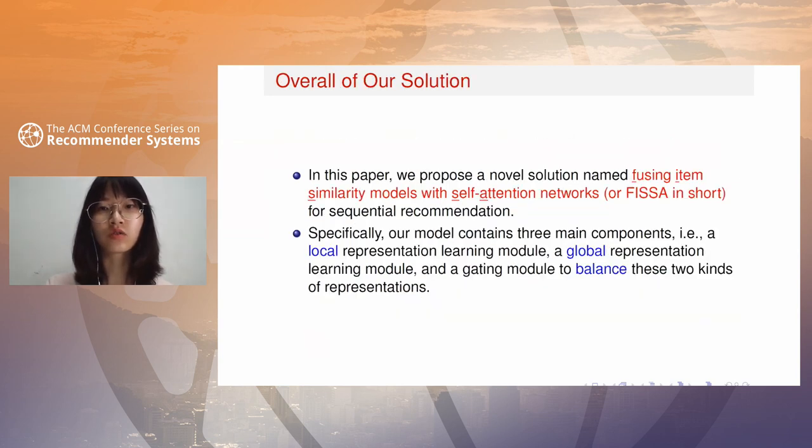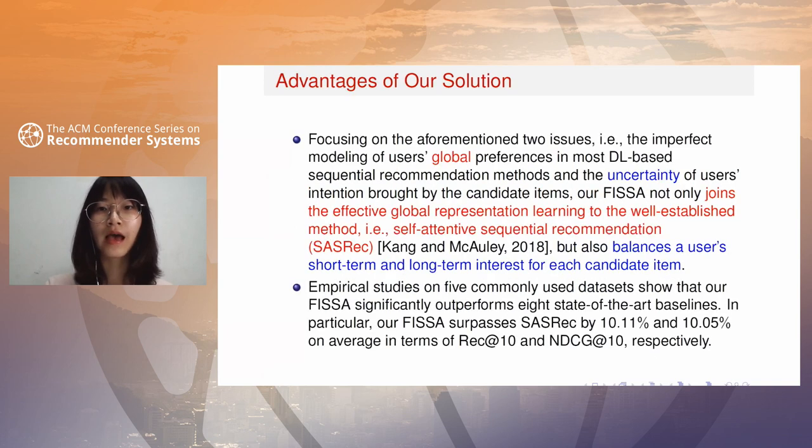To solve these two issues, we propose a novel solution named FISA, which contains three main components: a local representation learning module, a global representation learning module, and a gating module to balance these two kinds of representations. Our FISA not only joins the effective global representation learning to the well-established SASRec model, but also balances a user's short-term and long-term interests for each candidate item. Empirical studies show that our FISA achieves state-of-the-art performance and surpasses SASRec by about 10% on average.